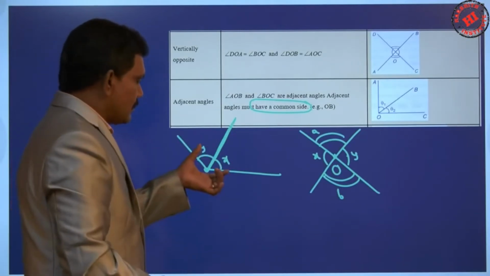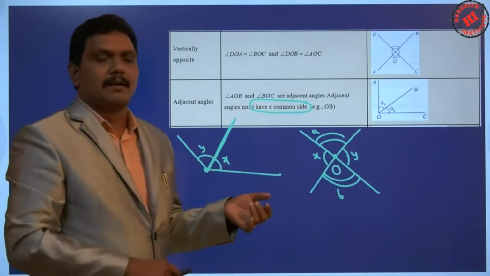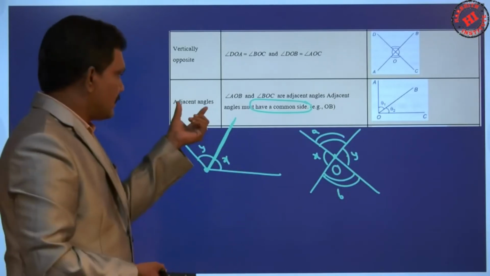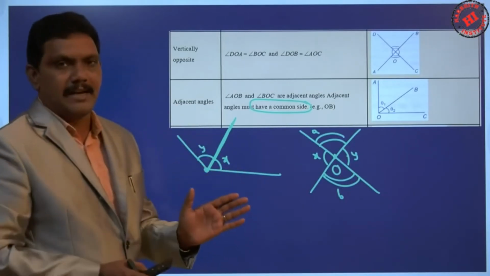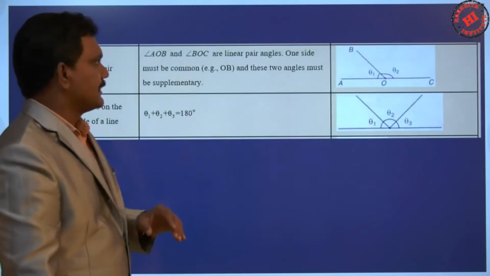So there is no relation between these two adjacent angles. X plus Y may be 90 degrees or 180 degrees or 60 degrees. However, they are just adjacent, side by side. That means they have a side common. These are called adjacent angles.